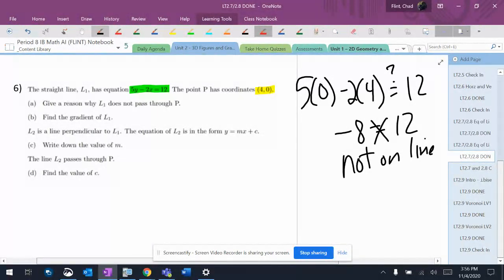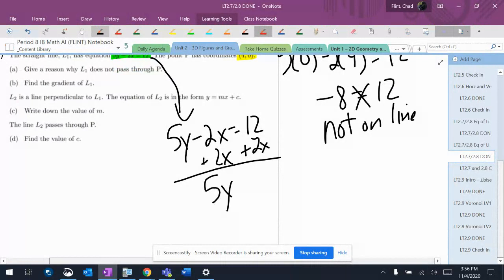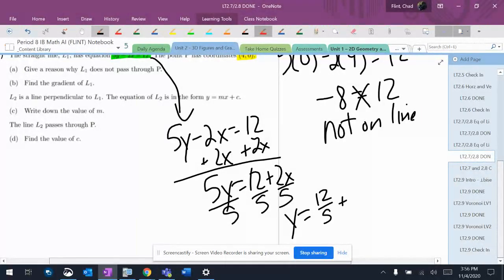Find the gradient of L1. So we've done this a bunch of times. We are going to just take this and solve it for y. So 5y minus 2x equals 12, plus 2x on both sides. 5y equals 12 plus 2x. Divide everything by 5 and you get y equals, and I'm going to leave that as a fraction because it's not really relevant to me.